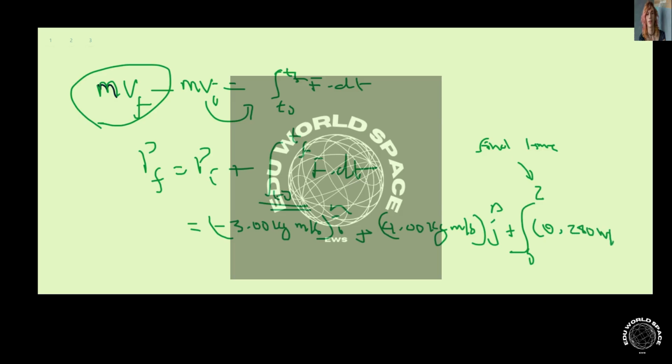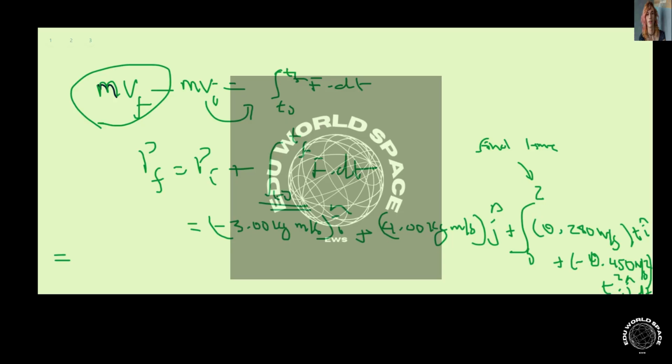Then we have to plug in the force, which happens to be 0.280 Newton per second t i hat, plus negative 0.450 Newton per second squared t squared j hat dt, because we're doing the integral with respect to time.